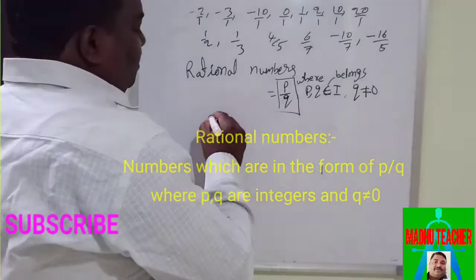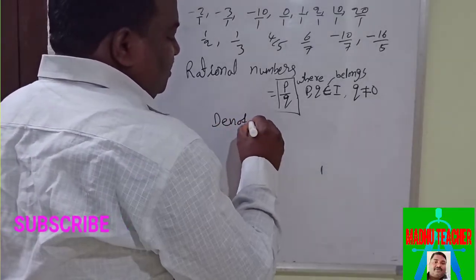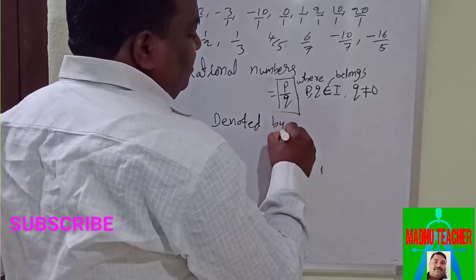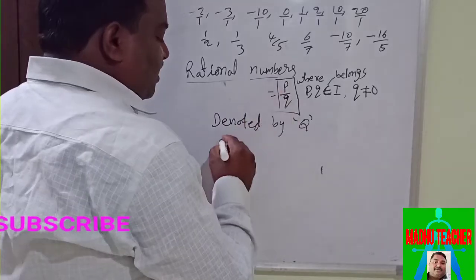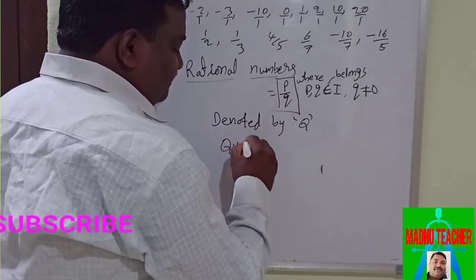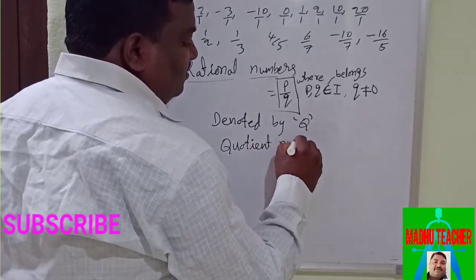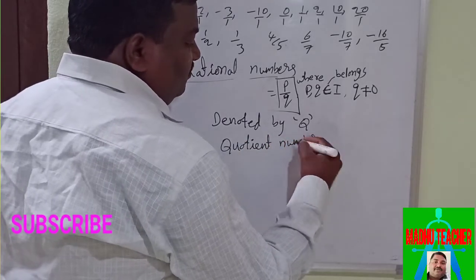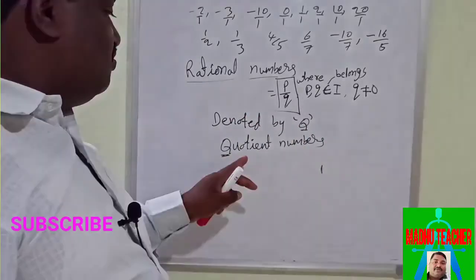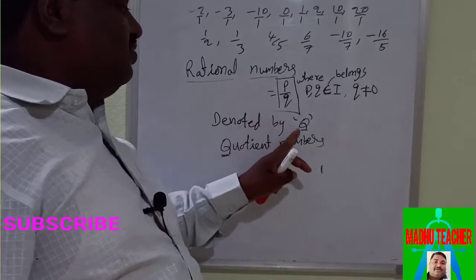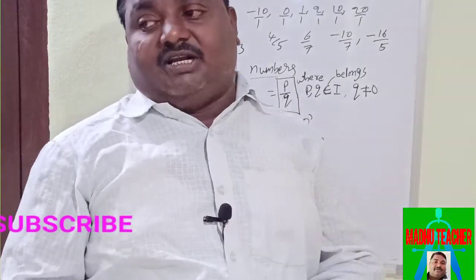Rational numbers are denoted by Q. These rational numbers are also called quotient numbers. That's why it is denoted by Q. In quotient number, the first letter is Q, so it is denoted by Q. Okay. Next, comparison of rational numbers.